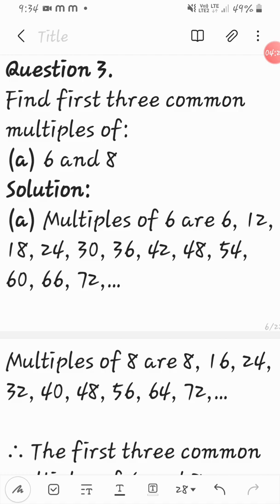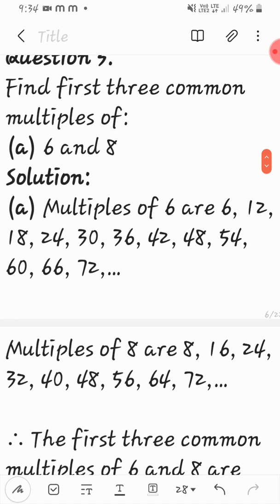Now question number 3. Find the first 3 common multiples. You already know the multiplication table. So we have to write first the multiples of 6 and 8 separately, and then find the common ones among them. But only the first 3 which we get common, only those 3 numbers we have to write. So multiples of 6 are 6, 12, 18, 24, 30, 36, 42, 48, 54, 60, 66, 72 and so on, and many more, but we need only 3. Till we get 3 common, we will stop there.